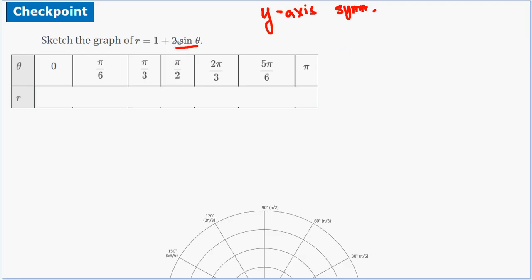The most this can ever be, remember sine here is either 1 or -1. Let's say it's a positive 1 times this 2 plus 1. The maximum r value is 3. We should never see a number outside 3 or -3 on our table.